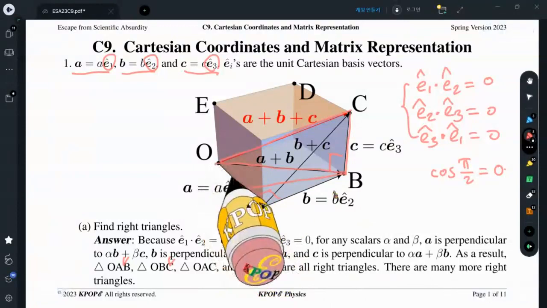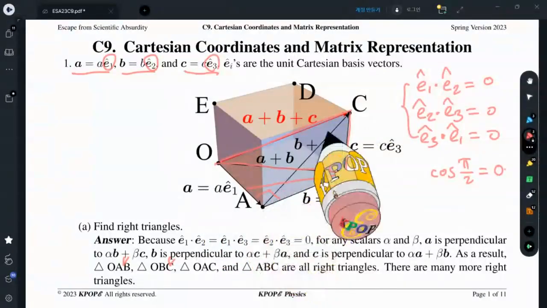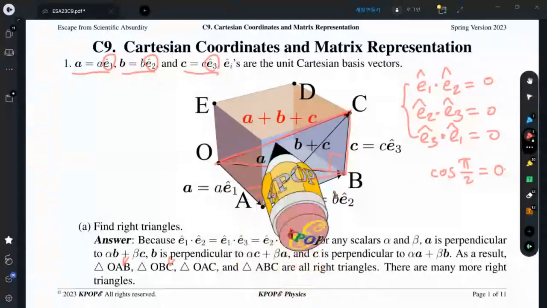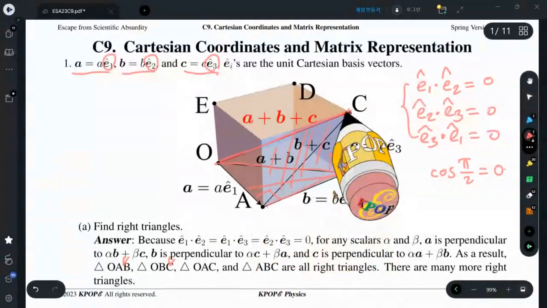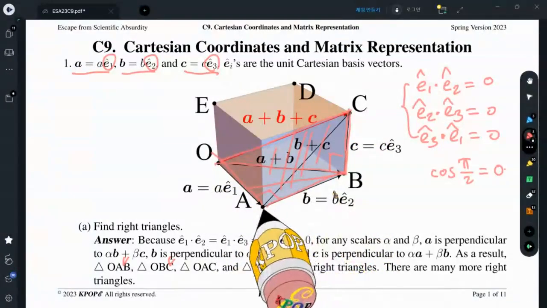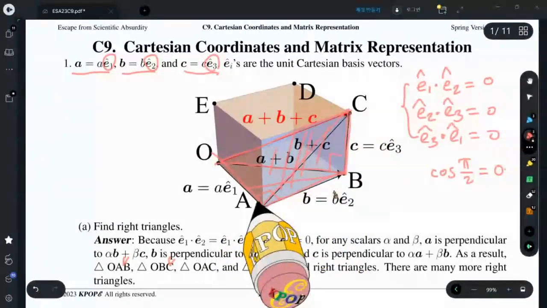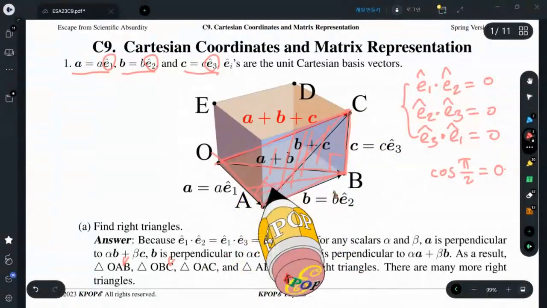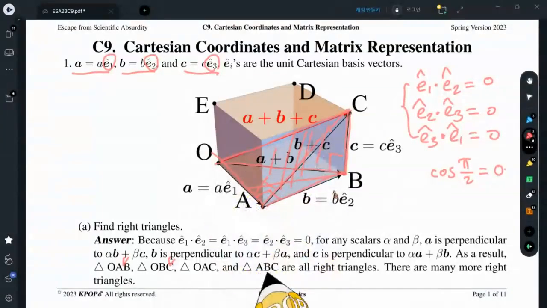OAC. So it looks slanted, however, still the YZ plane is perpendicular to the x-axis. Therefore, this straight line and this straight line make a right angle. So this is also a right triangle. There are many others.